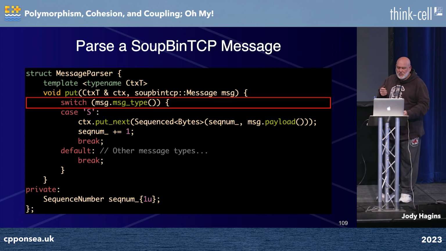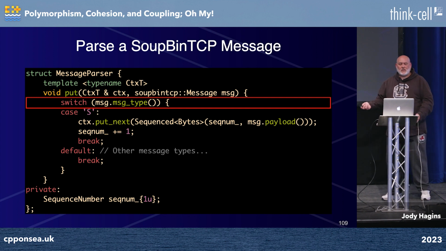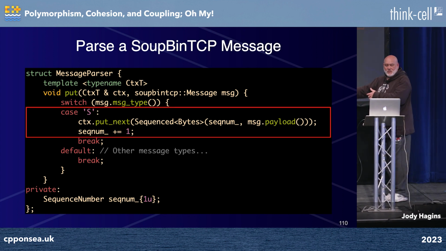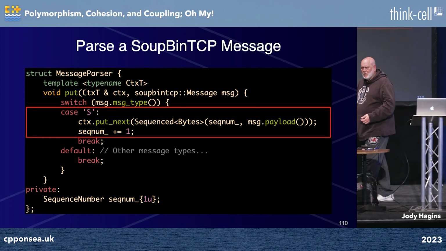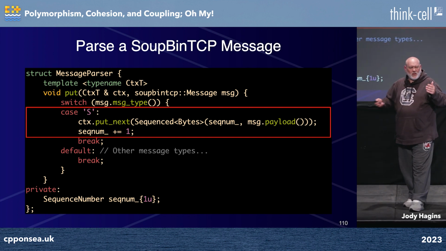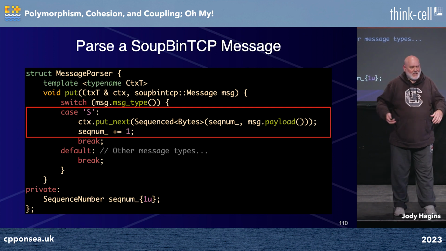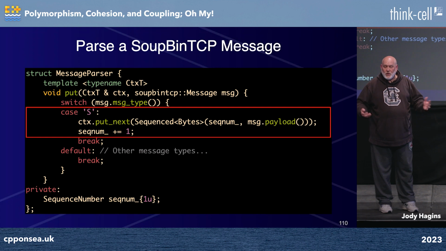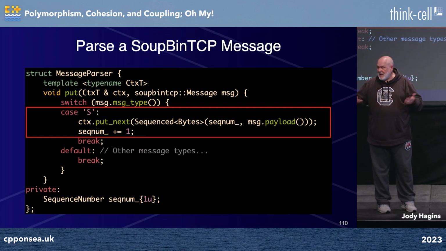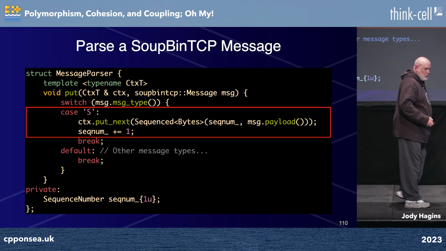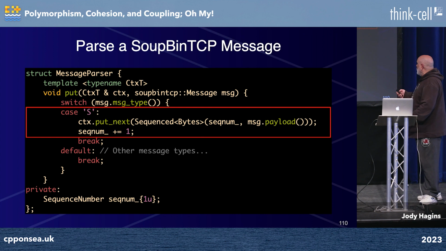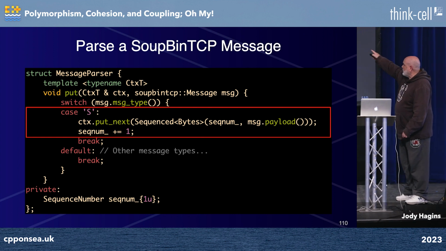Now we take this full message and we basically just switch on its message type and we put next a sequence of bytes because capital S means sequence. Plus means debug. There's like a dozen of these and I didn't want to put them all on here. But basically you write a switch statement or you have a code generator that reads the definition of the protocol and generates the switch statement for you or generates the dispatch for you. And so we're basically then just going to put next these sequenced bytes.